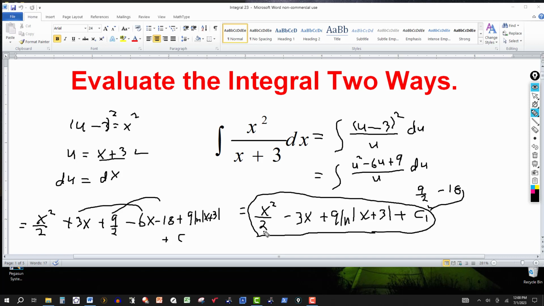x squared over 2 minus 3x plus 9 natural log of absolute x plus 3. And that's going to happen when you work an integral problem like this using, say, two different methods. It's possible that you come up with the exact same answer. Sometimes the difference in the two answers will be a constant, like it is here. But we can say it's absorbed in this one. So rather than computing this out, we just say, okay, that's a constant, and we'll leave it as part of this one here.